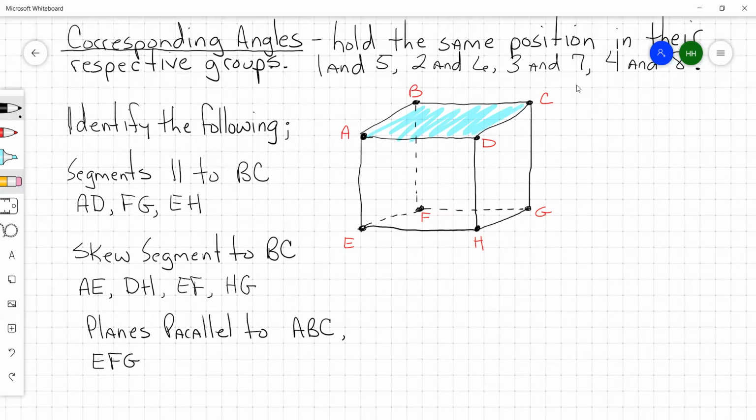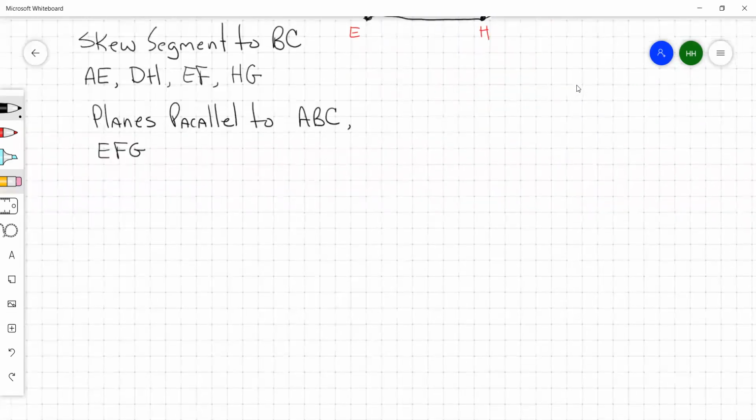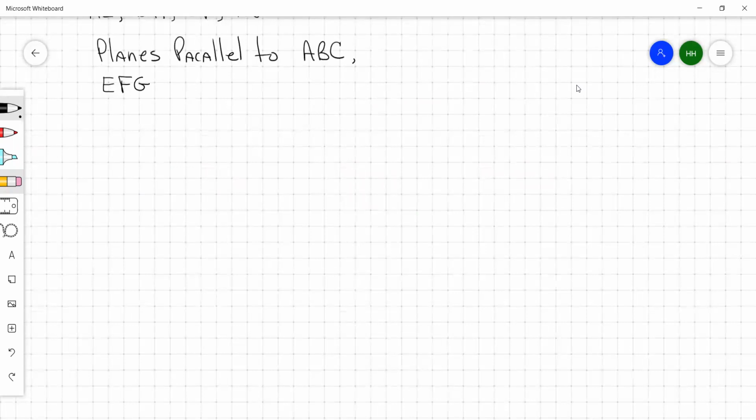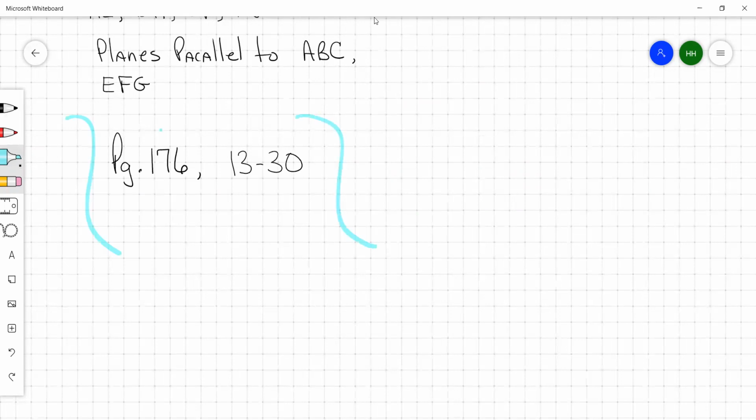All right, your assignment for today then. It's on page 176. Maybe one person from each row can go up there and get some books. We're going to do 13 through 30 today. Page 176, 13 through 30.